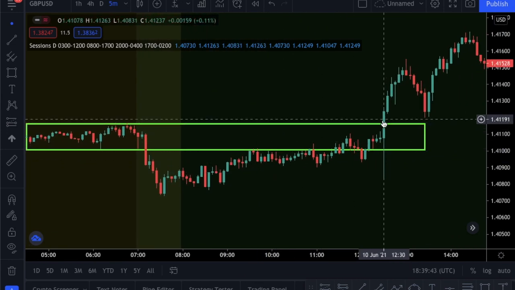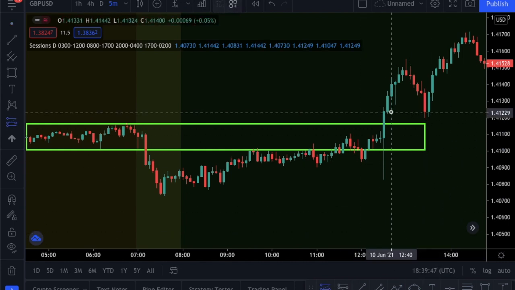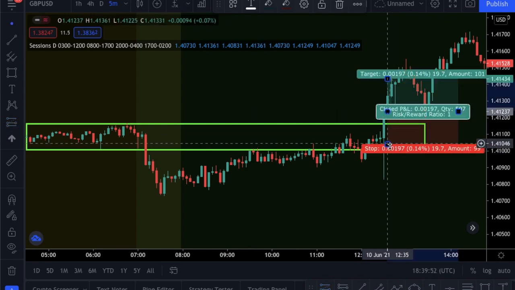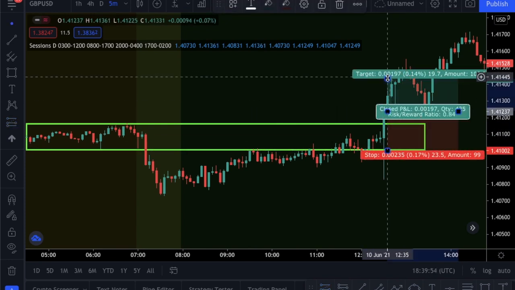That means we are going to look for long entries. So after a couple of candles, the price moves back to the range. But we still have to wait until it breaks the upper band of the range. And once it does, we are going to open a long position.